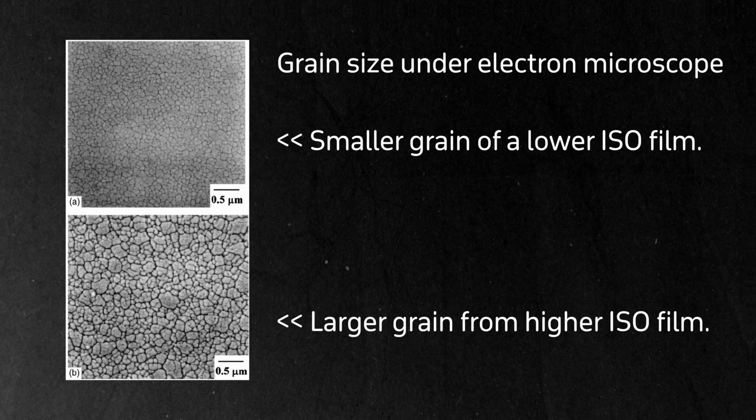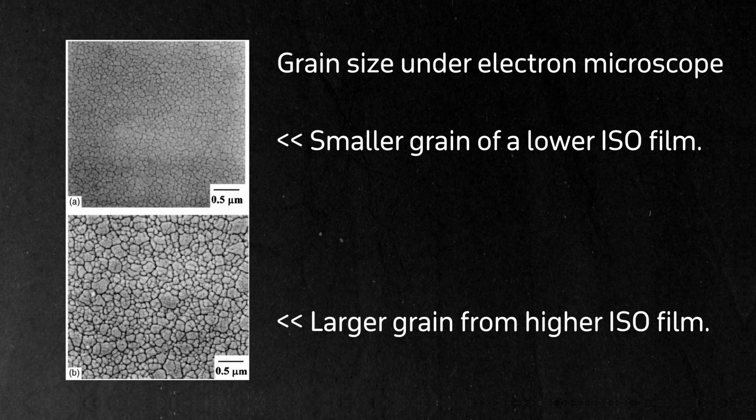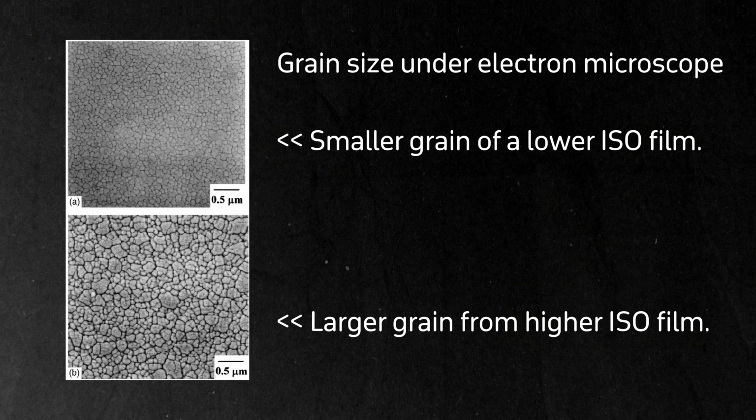So grain is a physical characteristic connected to the ISO. It is the physical size of the microscopic silver crystals which are formed when film is exposed to light, and that is what actually forms the image itself.